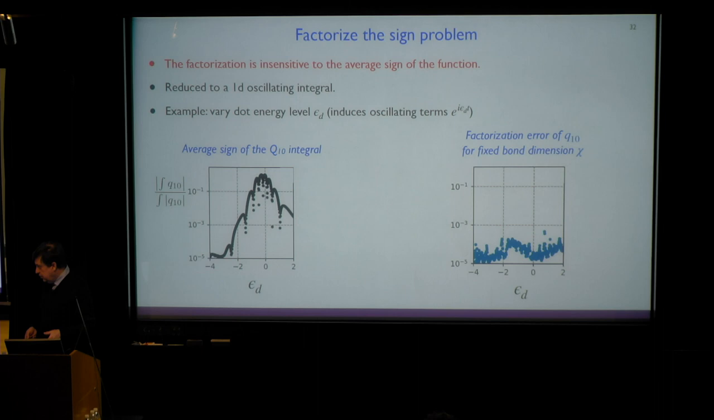Now, if I fix the bond dimension of my factorization error for the same function, you see that as a function of this parameter epsilon, the same parameter, nothing happens. So my function still factorizes. It oscillates a lot, but it still factorizes. That's a different thing.